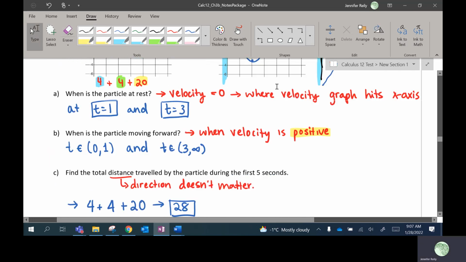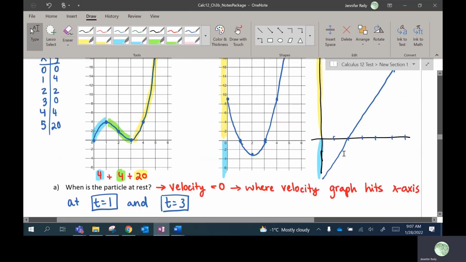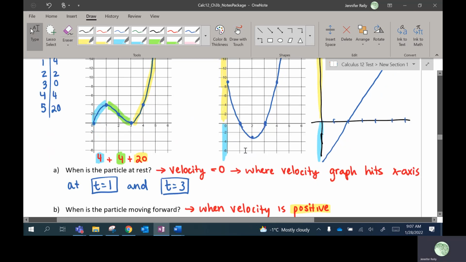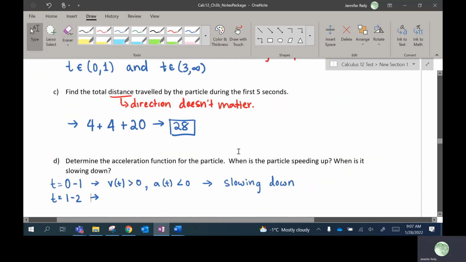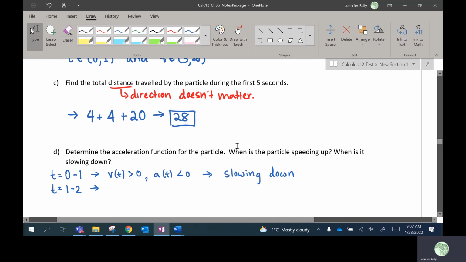From 1 to 2 seconds, back up on my graph, my acceleration is negative and my velocity is negative. So they're both negative, meaning they're going to work together and make the particle speed up in the negative direction. So velocity is negative and acceleration is negative. That means my particle is going to be speeding up. So when they're the same sign, you're going to be speeding up.